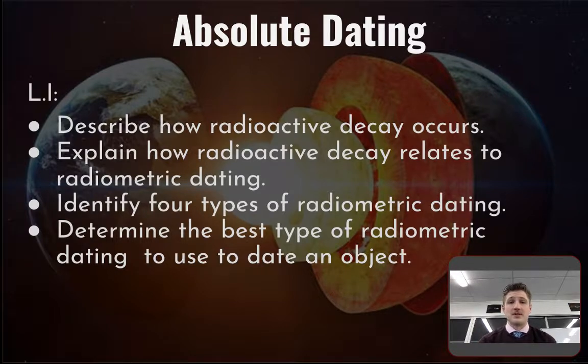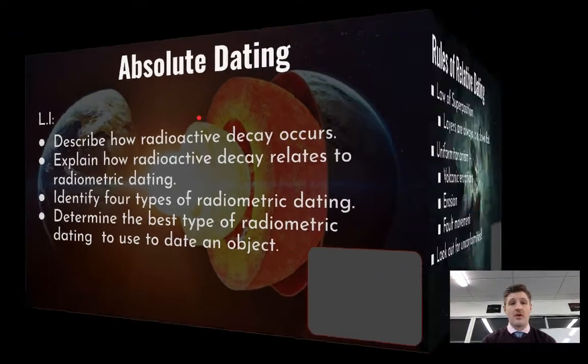Today we're going to describe how radioactive decay occurs, look into how this relates to dating of rock, identify four main types of radiometric dating, and finally determine the best type of radiometric dating to use for the particular thing you are dating. So without further ado, let's move on.